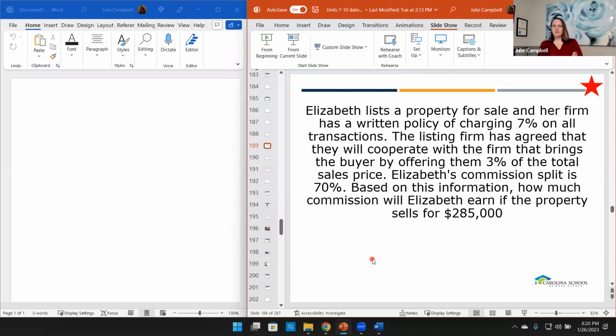So Elizabeth lists a property for sale, and her firm has a written policy of charging 7% on all transactions. Listing firm has agreed that they will cooperate with the firm that brings the buyer by offering them 3% of the total sales price. Elizabeth's commission split is 70%. Based on this information, how much commission will Elizabeth earn if the property sells for $285,000?